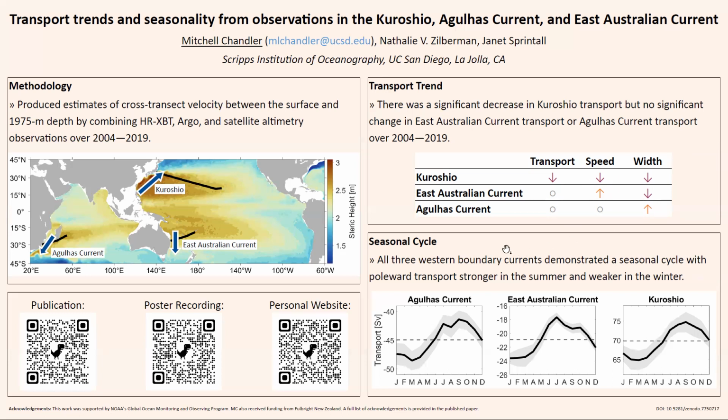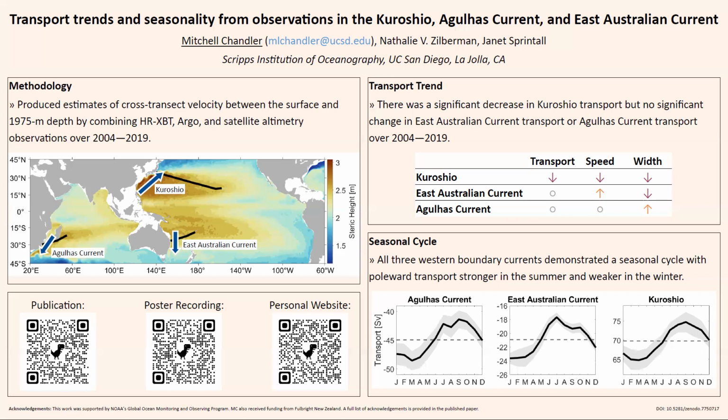These 16-year time series also provide robust estimates of the seasonality in these western boundary currents. All three western boundary currents demonstrated remarkably similar transport seasonal cycles, with poleward transport stronger in the summer and weaker in the winter. These transport seasonal cycles appear to be driven more by changes in the speed of each western boundary current rather than by changes in the width.